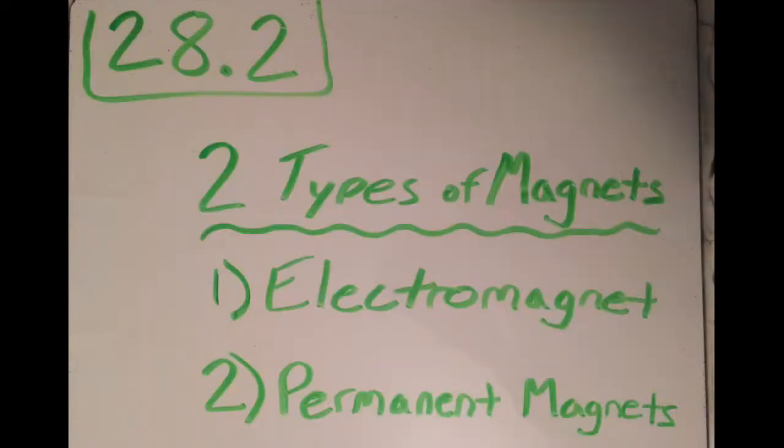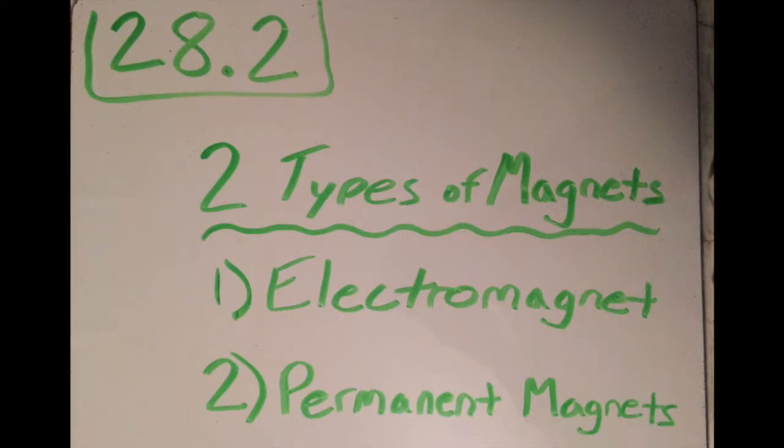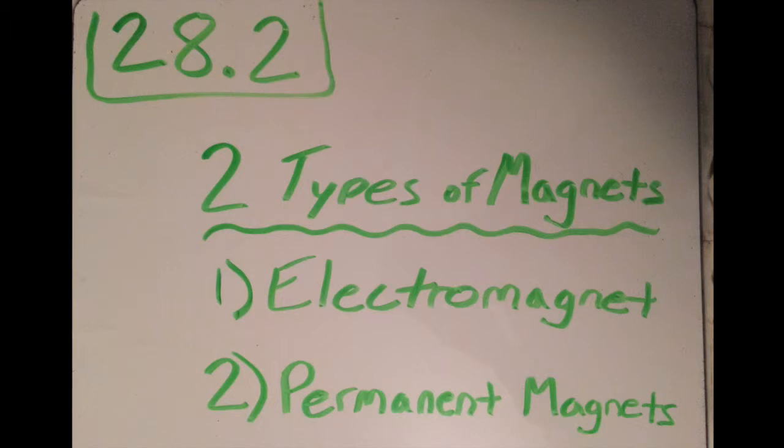There are two types of magnets, an electromagnet and a permanent magnet. Electromagnets are produced by an electric current where the current runs through a wire. Permanent magnets are a magnet that retains its magnetic properties in the absence of an inducing field or current.